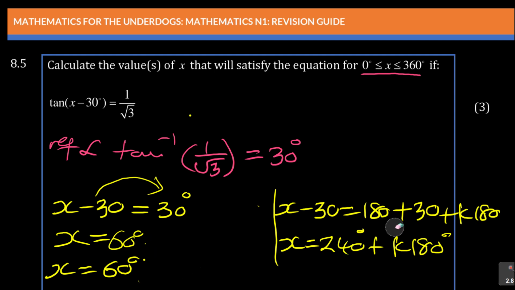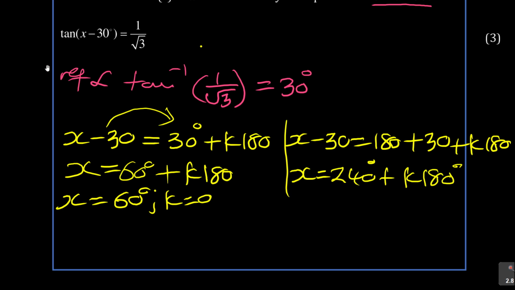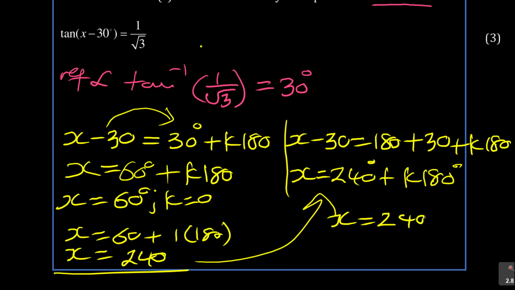You'll just get 60. Even if you're ignoring also this part, you'll get 240. But let me show you how it works out when you're not ignoring it. Here, when k is 1, x is equal to 60 plus 1 times 180. So when k is 1, 180 plus this is 240. See that it actually gives you the answer here. When k is 0 here, again you're going to get 240.